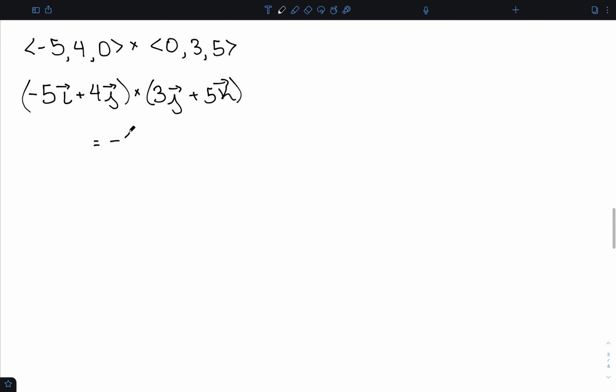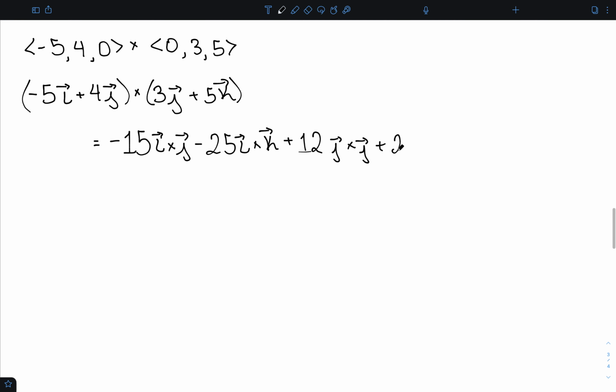-5 times 3 is -15, and my first coordinates would be i cross j. The outside, -5 times 5 is -25, and then I have an i cross k. My inside, 4 times 3 is 12, and I have j cross j. Finally, my last, 4 times 5 is 20, and then that's a j cross k.